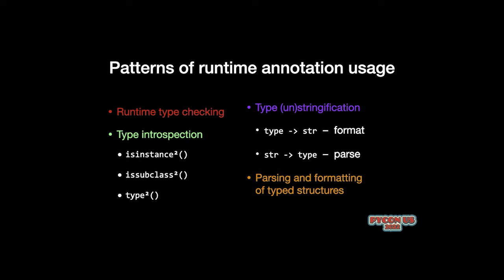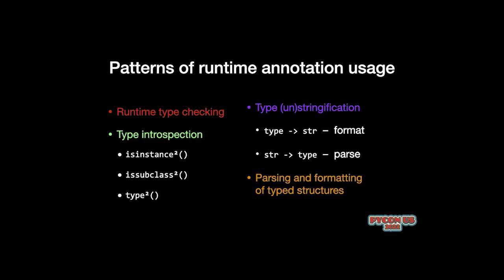One is just straight up doing type checking at runtime, like adding a decorator to a function to verify that its inputs and outputs are what is expected. There are beefed up versions of built-in type introspection functions, which can look at not just runtime class-based types, but can look at things like unions, can look at things like typed dicts. So I've written it as the enhanced version of isinstance or issubclass or the type functions.